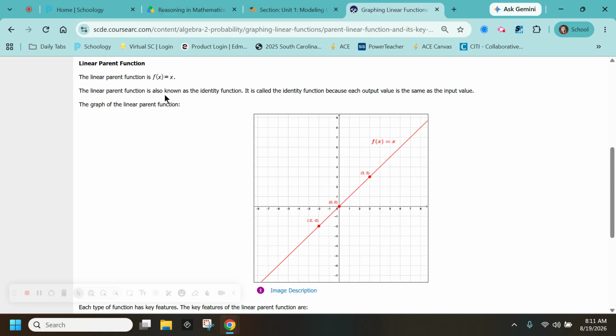And again, that is in the form of f of x is equal to x or y equals x. Linear parent function is also known as the identity function. It is called the identity function because each output value is the same as the input value. So in this case, if we put in 0, we get out 0. If we put in 3, we get out 3.